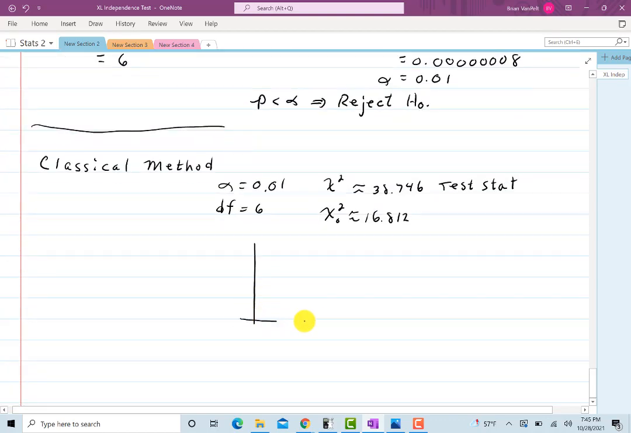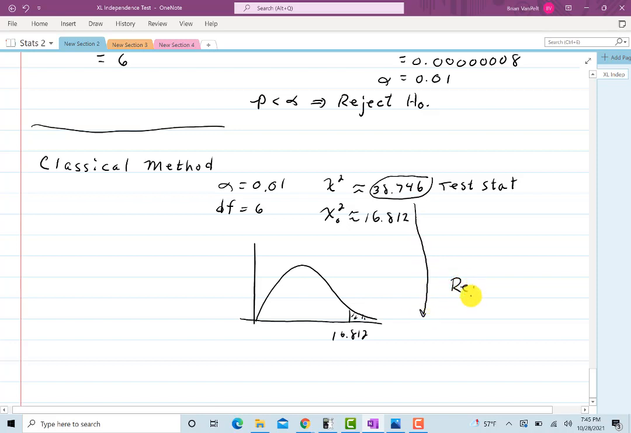So we draw a picture of the situation. Here we have 16.812 as our cutoff. And right here, the test stat is way, way out there. So we reject H naught.